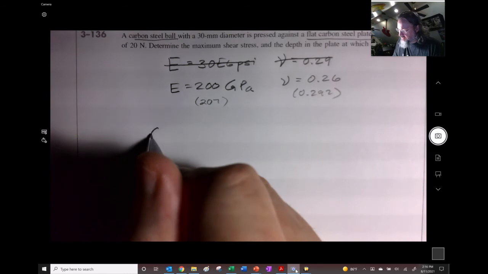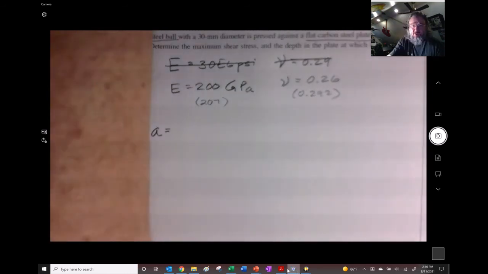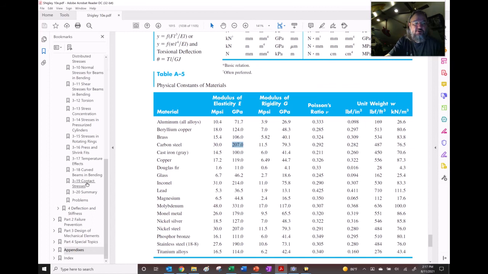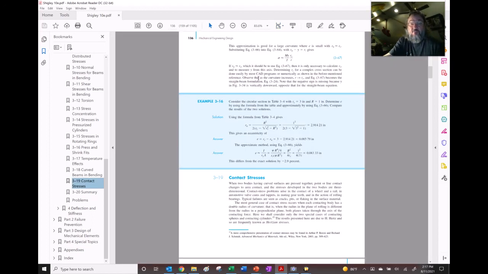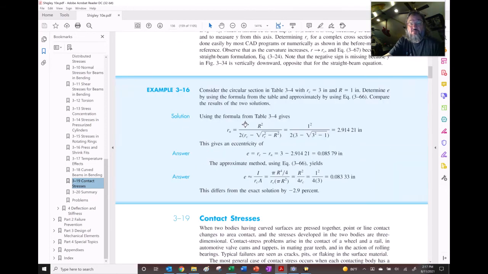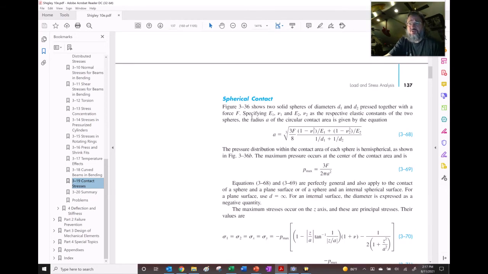All right, so let's look up the equation in the book. This is a sphere on a plate. We have a sphere and a plate, but what do we have for spheres and spheres? Well, a plate is just an infinitely large diameter sphere, so D2 is infinity and we just make 1 over D2 equal to 0. And we can see we have these material properties right here. If this one equals this one, we can shorten this up.